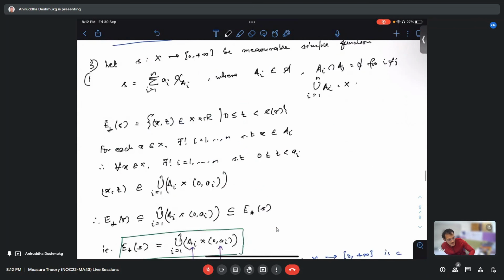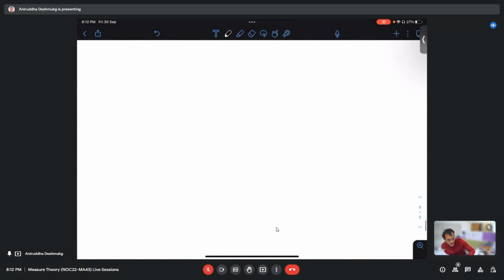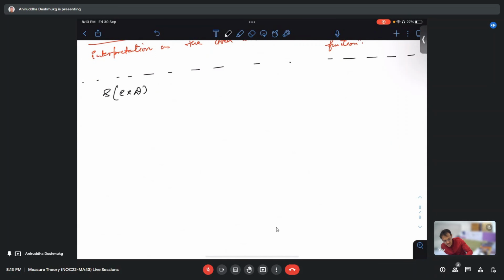There was one question in mail which I would like to mention here now. The question was as follows. We have already seen that S of C cross D is contained inside SC cross SD, but the equality is in general not true.